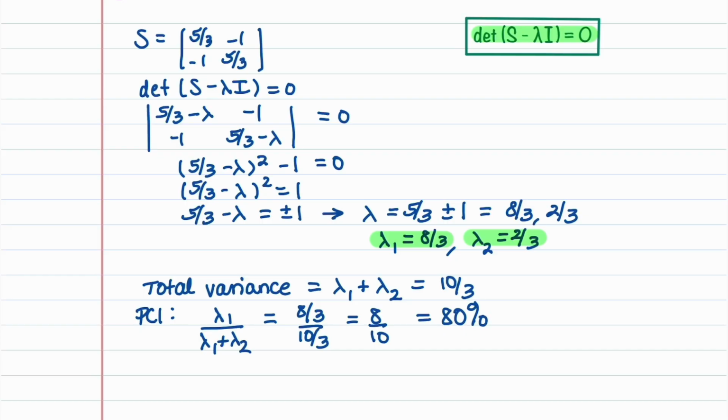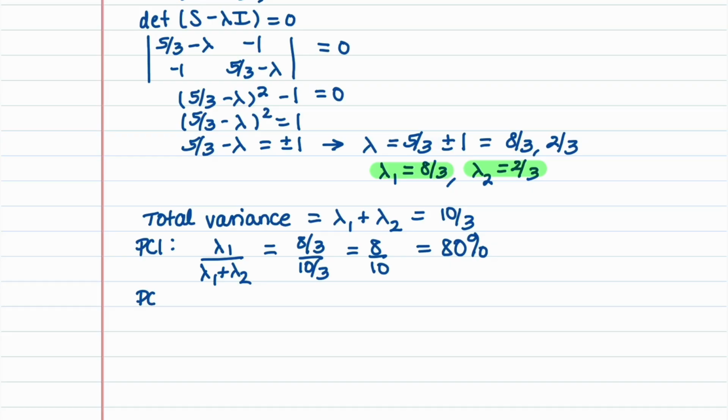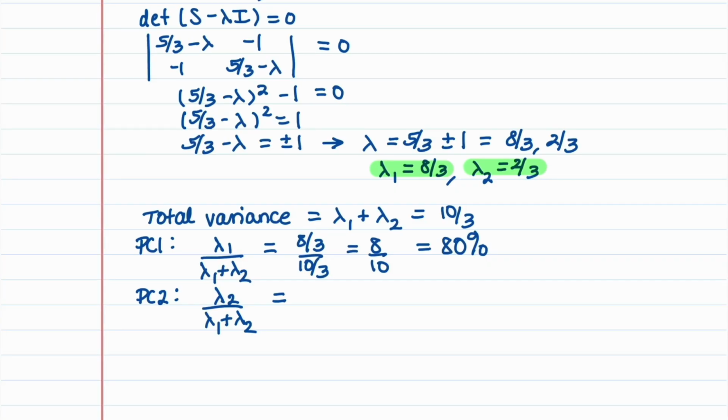This tells us that principal component 1 explains 80% of the variation, and this tells us that there is a strong dominant pattern in the data. Let's look at PC2. This is λ2 divided by λ1 plus λ2. Since we only have 2 of them, we know it's going to be 20%, but let's just walk through the calculation. So this is 2/3 divided by 10/3, 2/10, and we get 20%. So principal component 2 is only going to explain 20% of the variation.